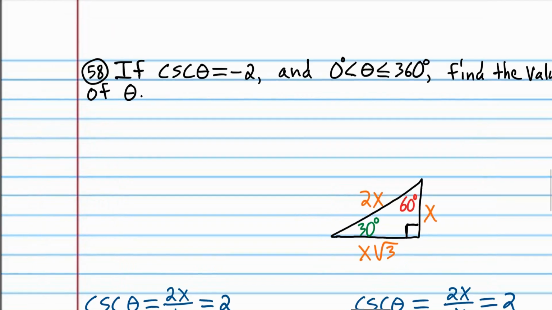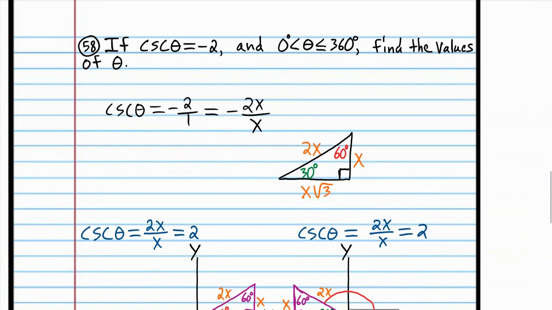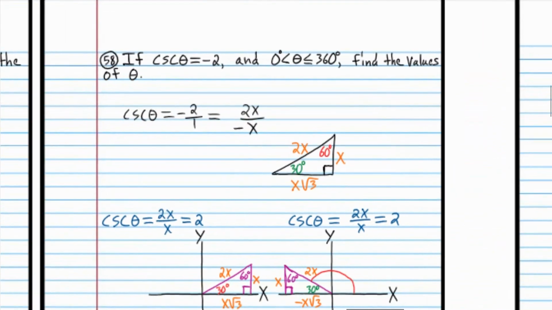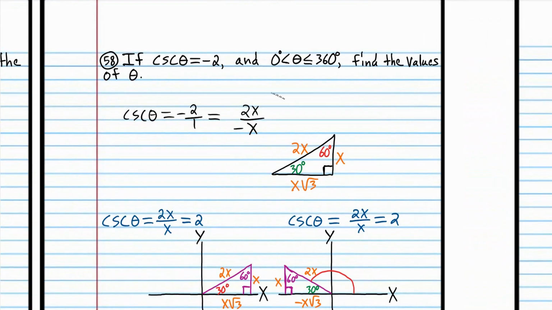Okay, we're back. So we're told that cosecant theta is equal to negative 2, which is the same thing as negative 2 over 1. And if we write that as negative 2x over x, we can see, and by the way, we know that that negative has to be down here because the hypotenuse is never negative. We can see that this is going to be a special triangle. There's only one type of right triangle where this occurs, and that is a 30, 60, 90 degree triangle.